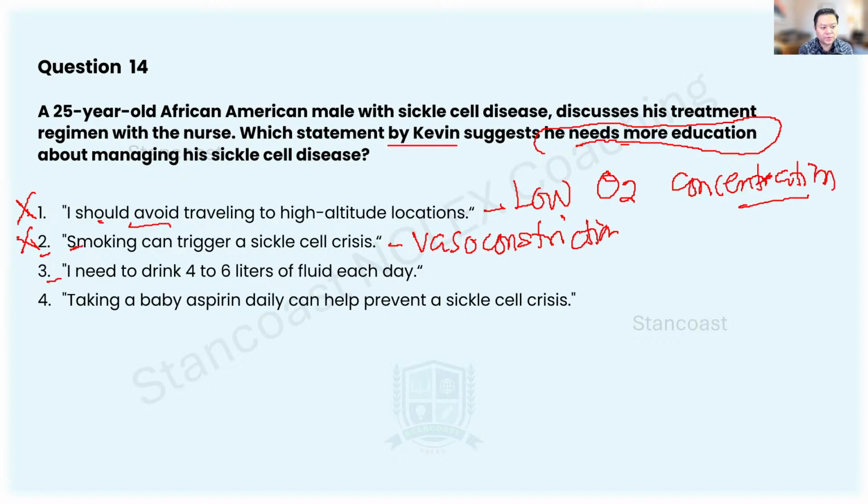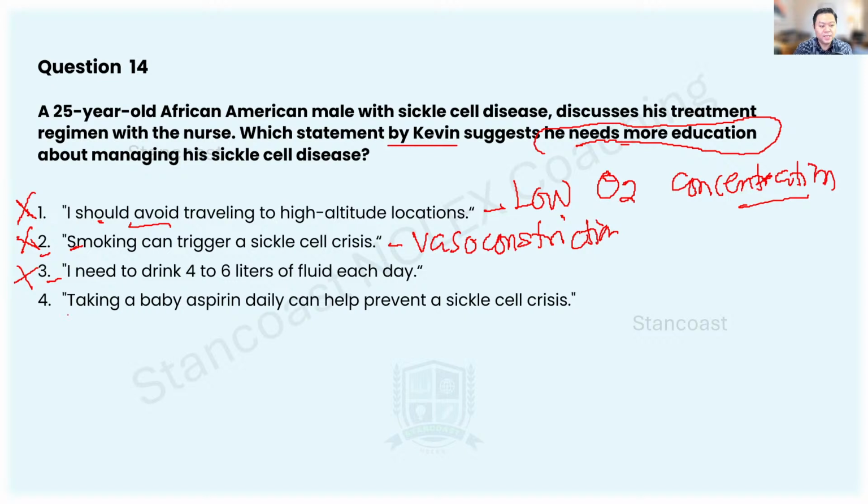What about number 3? I need to drink 4 to 6 liters of fluids each day. Are you the person that drinks 4 to 6 liters of fluids each day? Because I am that person. I can consume 1 liter of fluid in just one setting. Need to drink 4 to 6 liters. This is one of the good interventions, especially in a patient with sickle cell disease. They need to dilute their system. So this is a good action. We are eliminating that one.